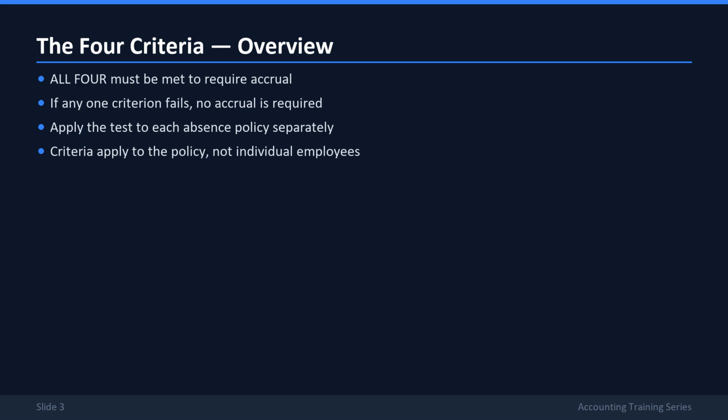Under ASC 710, an employer must accrue a liability for compensated absences when all 4 specified criteria are met simultaneously. If even one criterion is not satisfied, no accrual is required. This is a conjunctive test, not a balancing test. The 4 criteria must be applied to each absence policy separately because different types of leave, such as vacation, sick leave, and personal days, may have different policy terms and therefore different accrual conclusions.